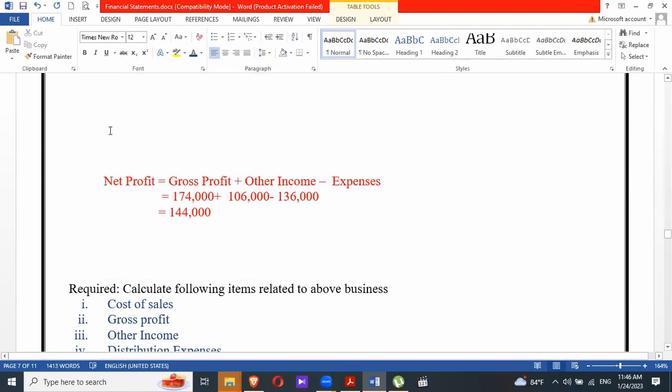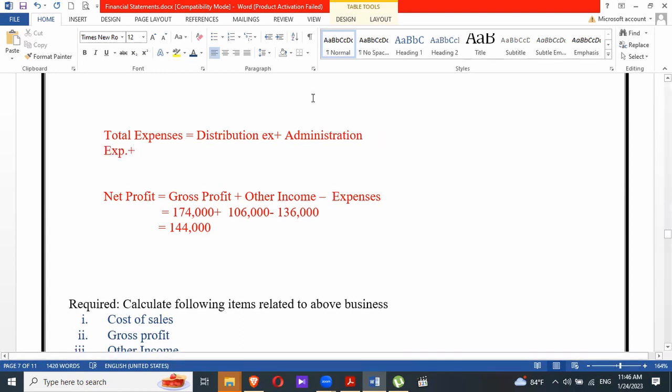That is the summation of total expenses. If you need, you can write separately a title as total expenses equals distribution expenses plus administration expenses plus other expenses plus financial expenses. These are the summation of all the expenses here.